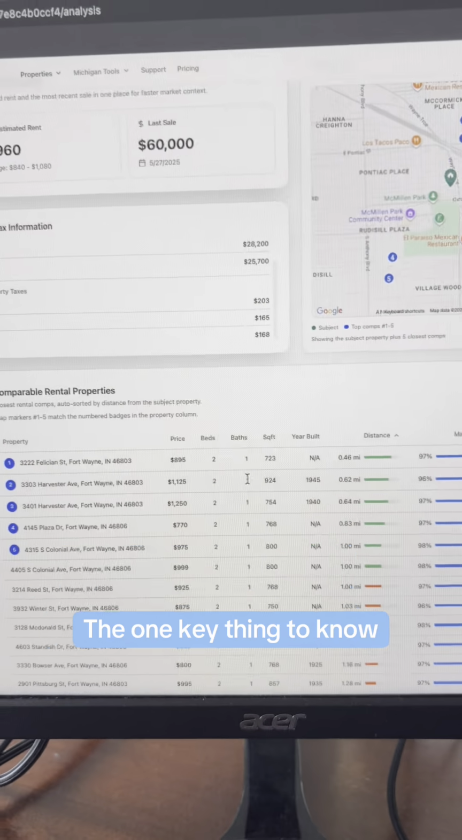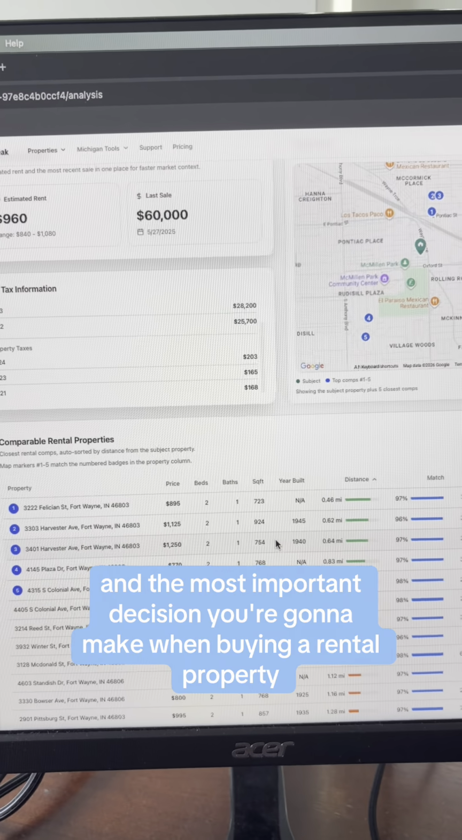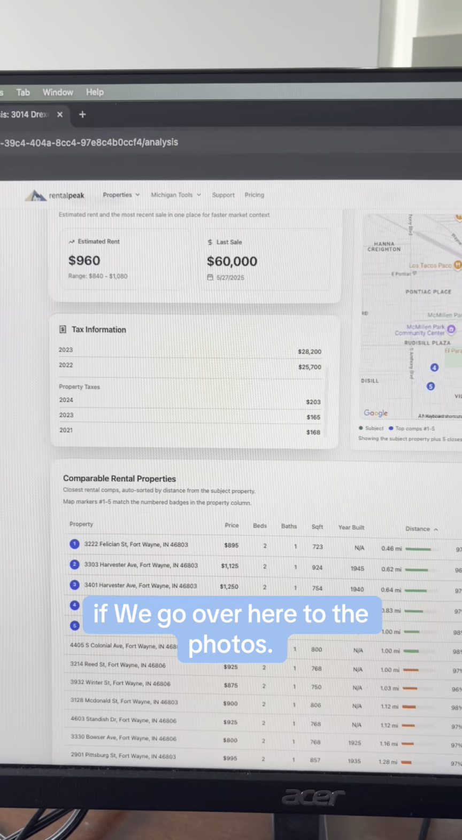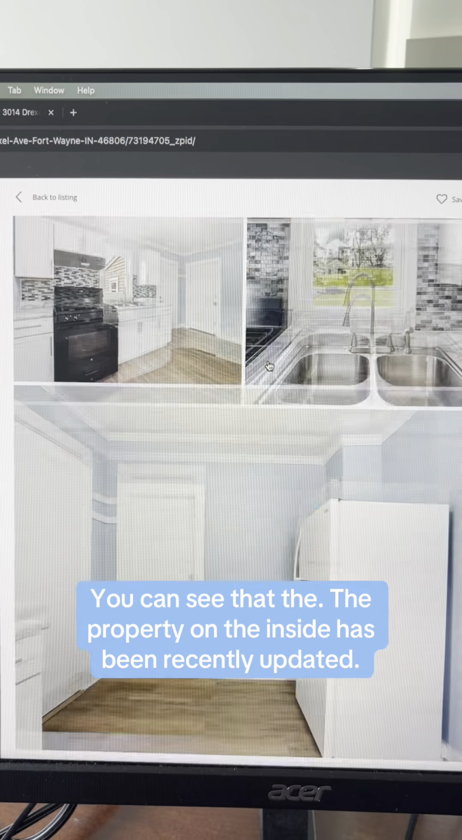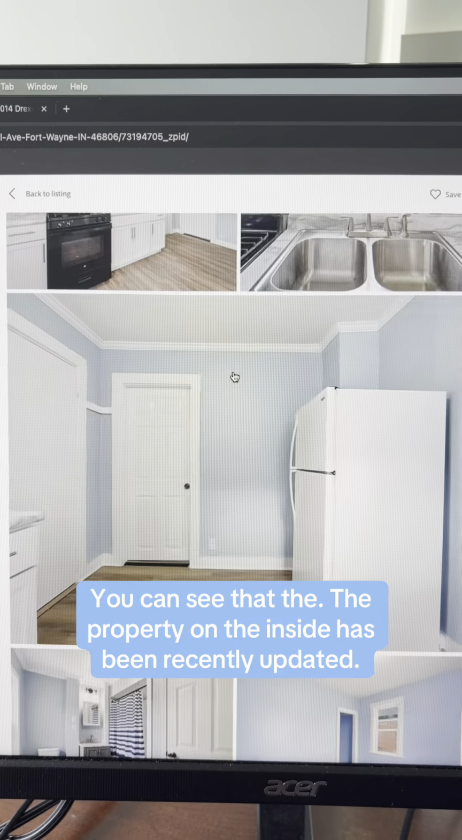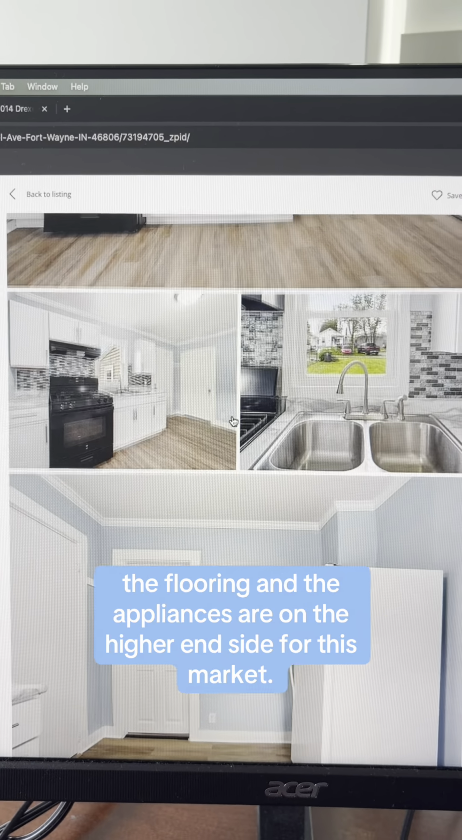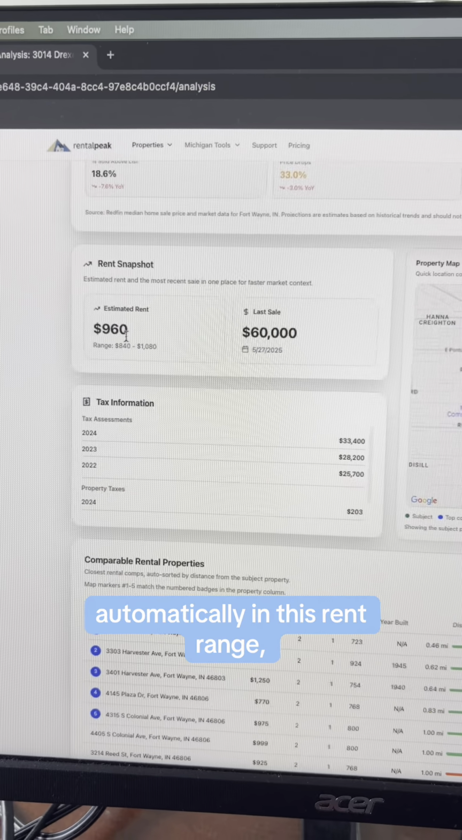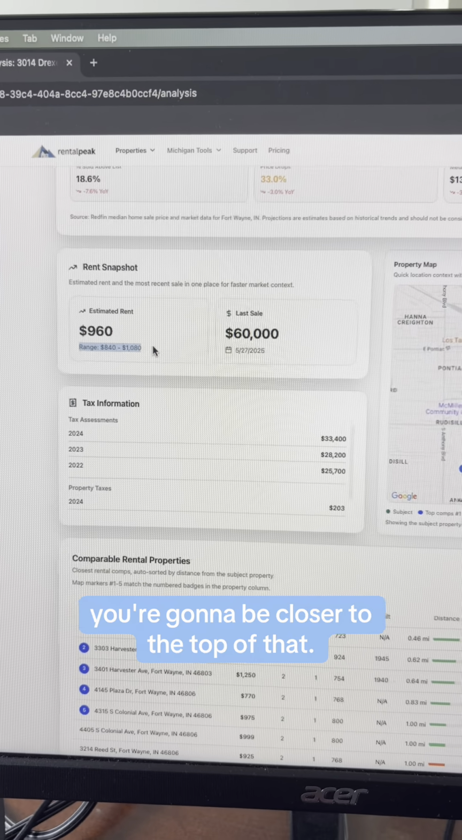So one key thing to note, and the most important decision you're going to make when buying a rental property, is projecting what fair market rent would be for this home. If we go over here to the photos, you can see that the property on the inside has been recently updated. And you know the bathroom, the kitchen, the flooring, and the appliances are on the higher end side for this market. So you know automatically in this rent range, you're going to be closer to the top of that.